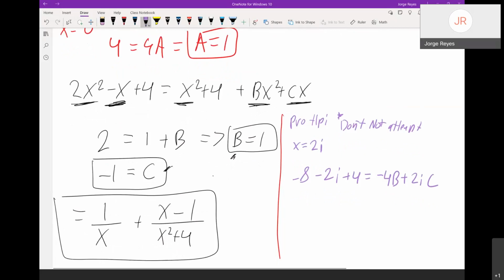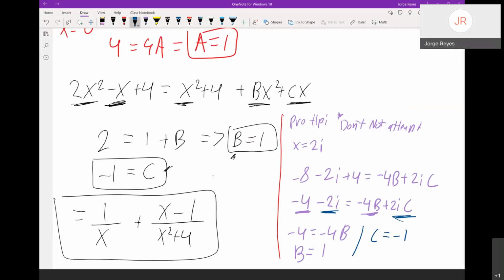So then you're going to see -4 minus 2i is equal to -4b plus 2ic. And then if you compare real parts, you get b equals 1. And if you compare the imaginary parts, you're going to get c equals -1. And that is a do not attempt at home. But if you wanted to know how to do it, you could do it this way.